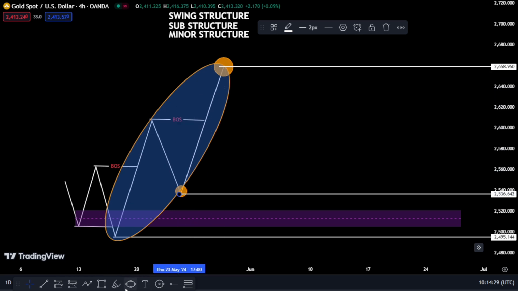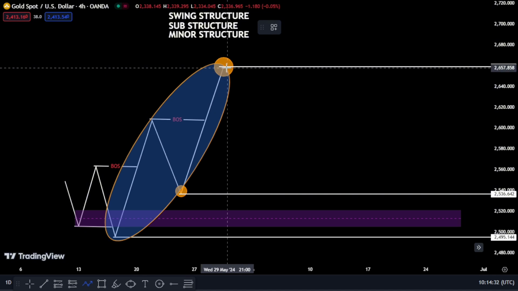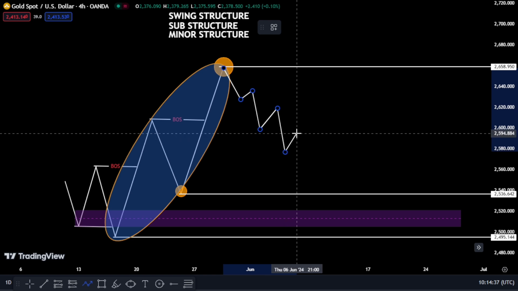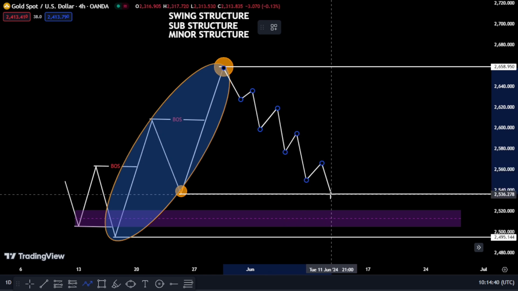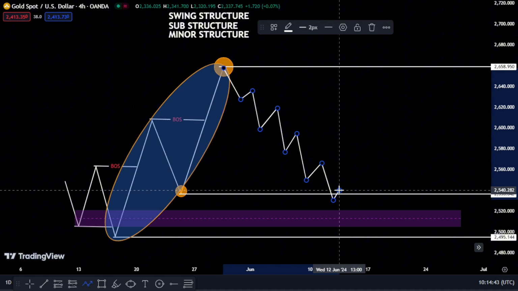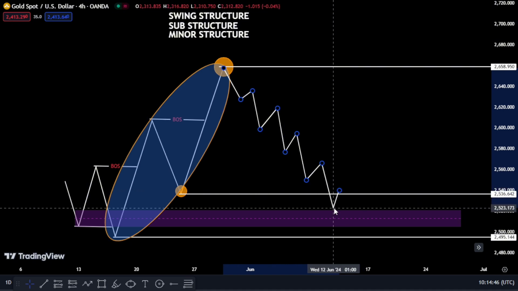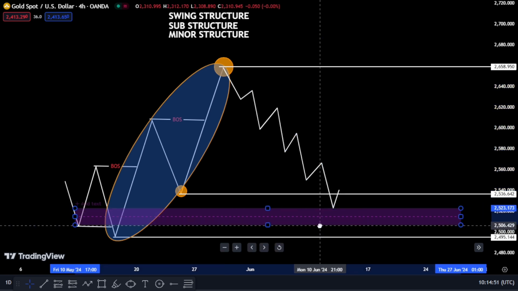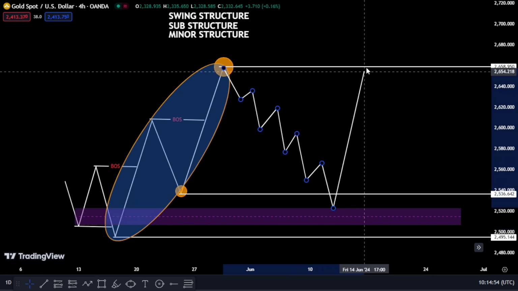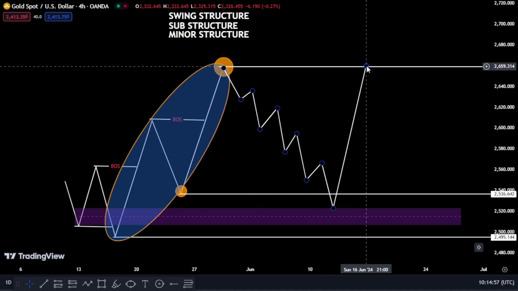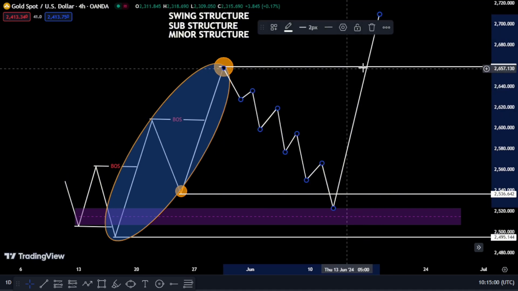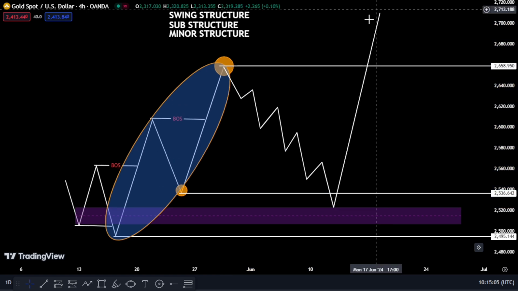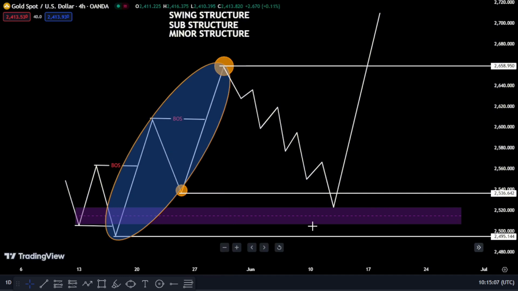Now what you want the market to do is give you substructures, then take out this high, this area, then take out this area, tap into your POI, and then boom to the upside, to your first target. You can decide to have other targets, but always make this your major target. And you can hold some positions at break even to that high. This is your substructure.